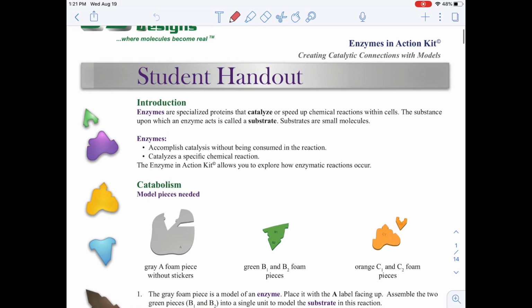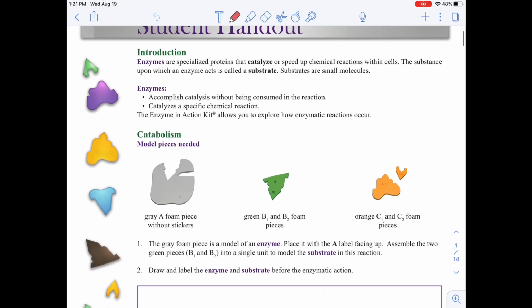Alright, so it says introduction. Enzymes are specialized proteins that catalyze or speed up chemical reactions within cells. The substance upon which an enzyme acts is called a substrate. Substrates are small molecules. So enzymes are able to accomplish catalysis without being consumed in the reaction, and it catalyzes a specific chemical reaction. To catalyze means that you kind of jumpstart that reaction or speed it up.